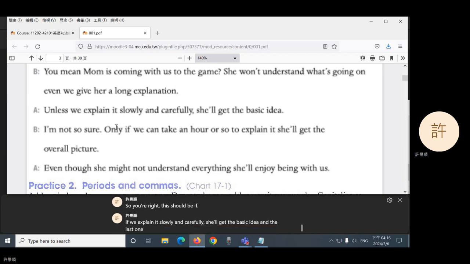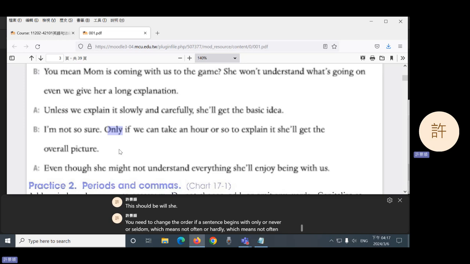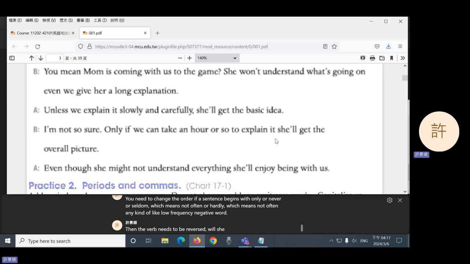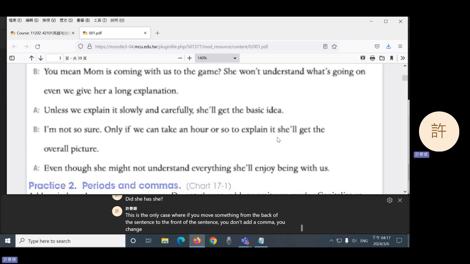And the last one, the mistake is here. This should be, will she? You need to change the order. If a sentence begins with only, or never, or seldom, which means not often, or hardly, which means not often, any kind of low frequency negative word, then the verb needs to be reversed. Will she, did she, has she. This is the only case where if you move something from the back of the sentence to the front of the sentence, you don't add a comma, you change the order of the verb.